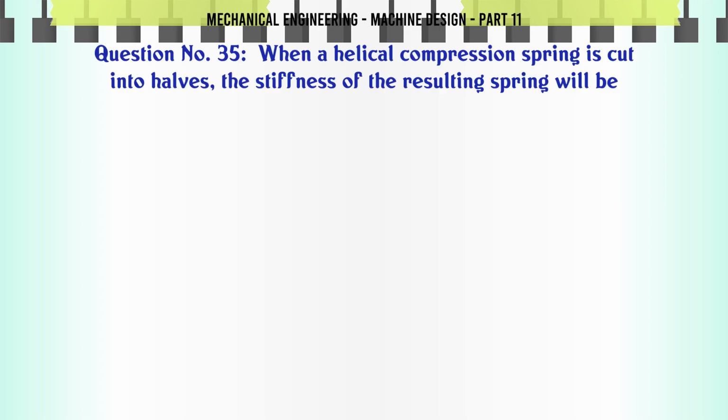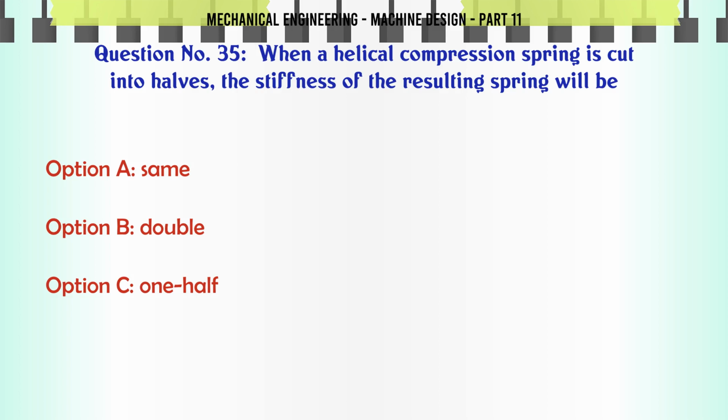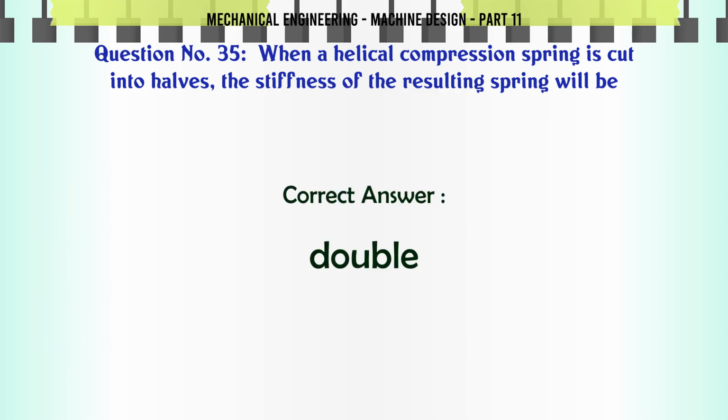When a helical compression spring is cut into halves, the stiffness of the resulting spring will be A. same, B. double, C. 1/2, D. 1/4. The correct answer is double.